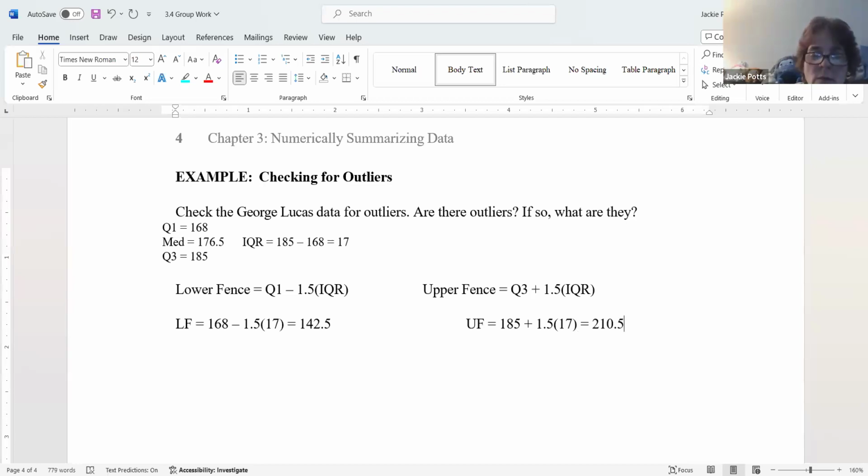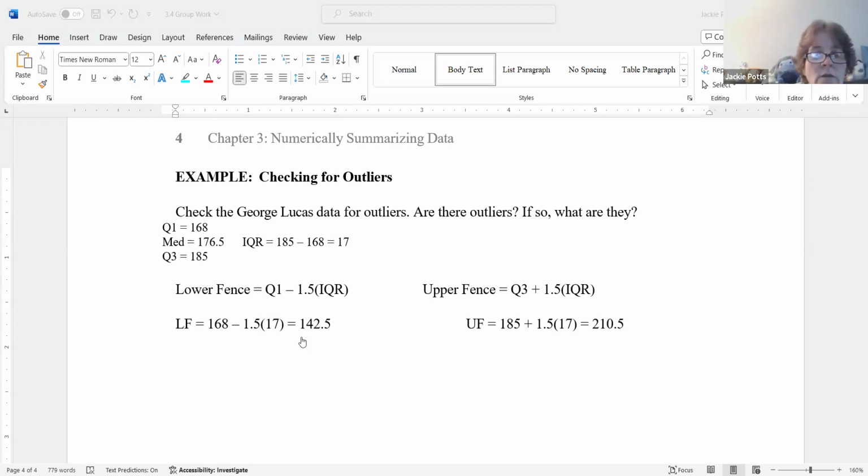So I'm going to trot back to my spreadsheet. Right now, let's go to, remember how we could sort? We put it here, that little arrow drops, and I want to sort by ascending. So I'm looking to see if there's any numbers smaller than 142.5. Because if it's smaller, it's considered an outlier.